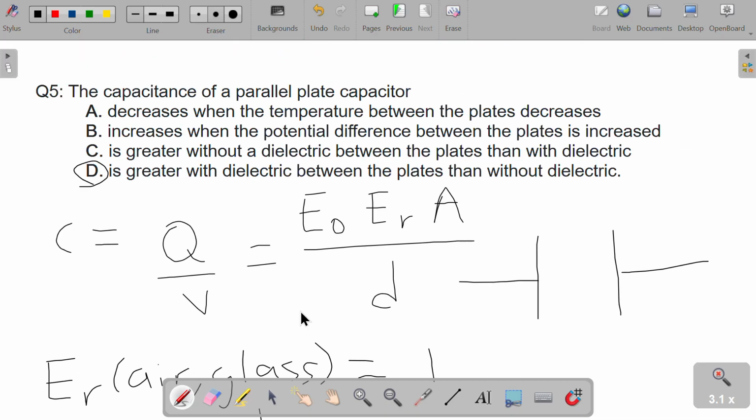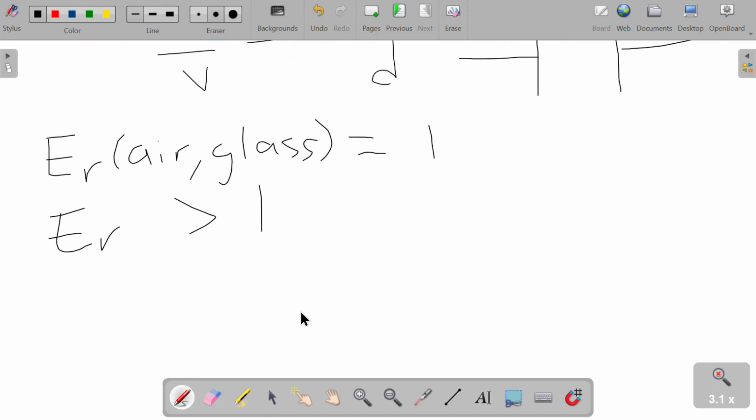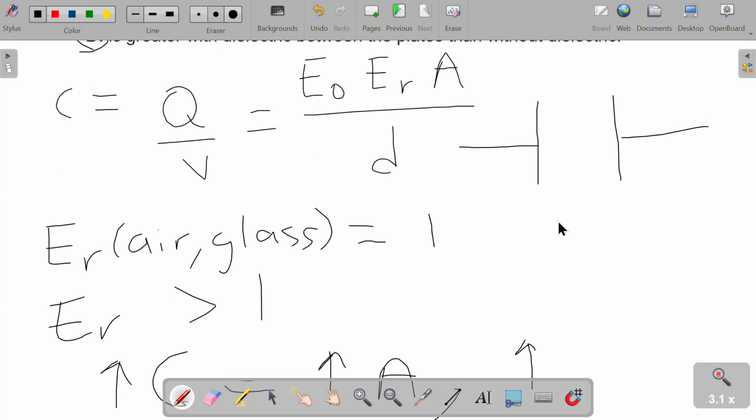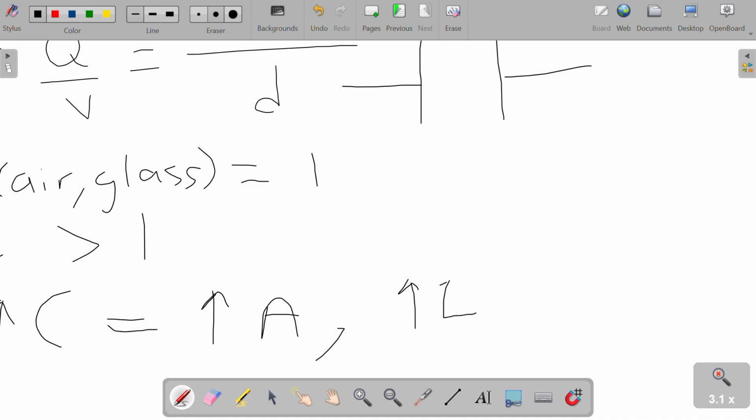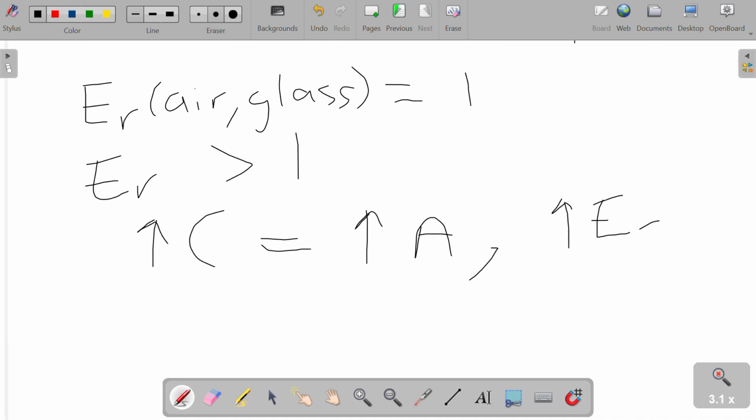So now there are important points to mention. Let's see the things that increase capacitance: the area. If the area increases, capacitance increases, and also if the dielectric constant increases, it also increases. But another thing that decreases it is the distance. If the distance increases, the capacitance reduces.